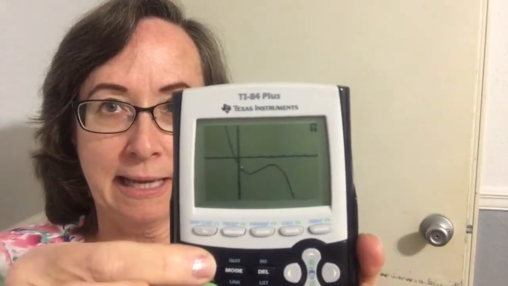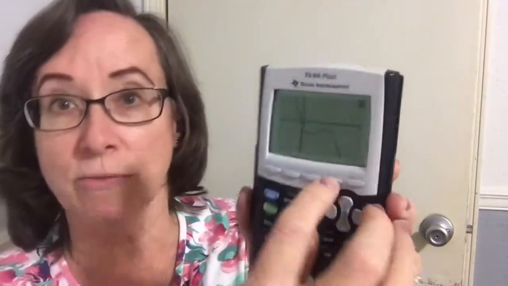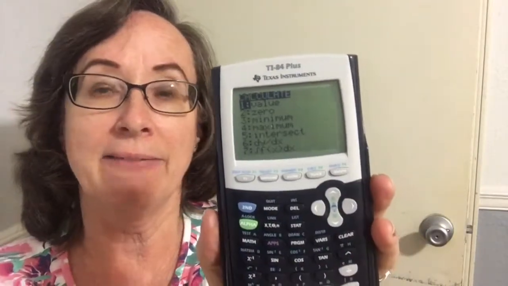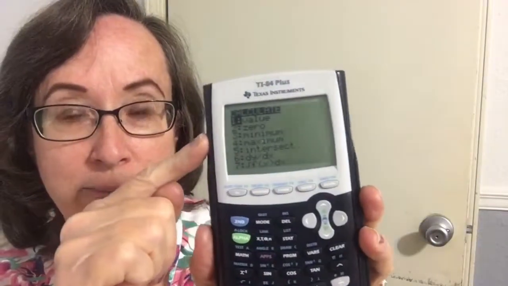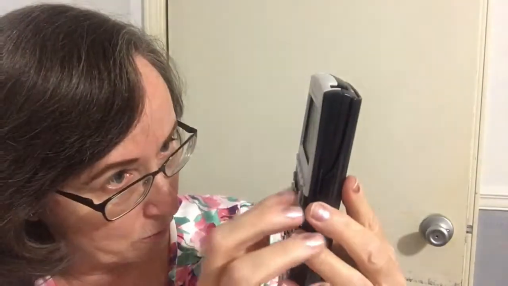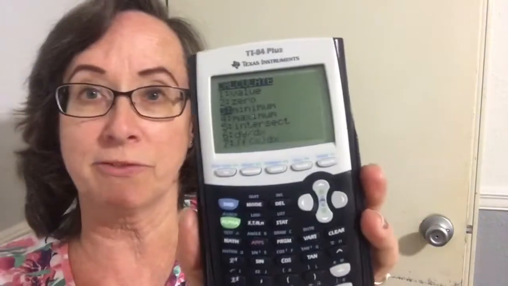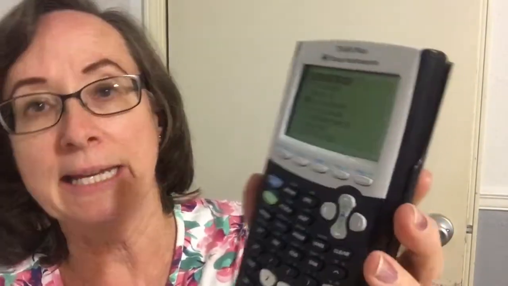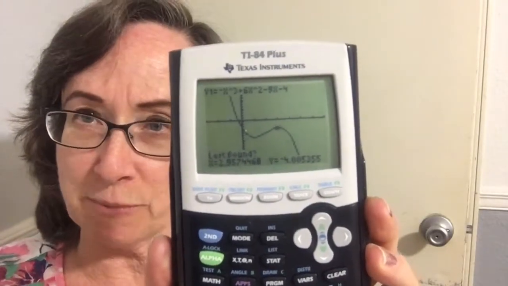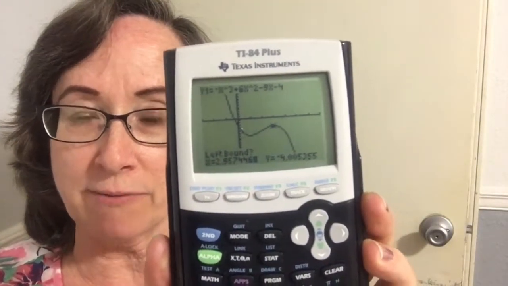So I'm going to go to my second button and my calculate button, which is right there above my trace button, okay? And then when I calculate, it shows me a menu, and I'm going to calculate my minimum and my maximum. So we'll do the minimum first. Okay, so then I hit enter, and then it asks me, am I left bound?